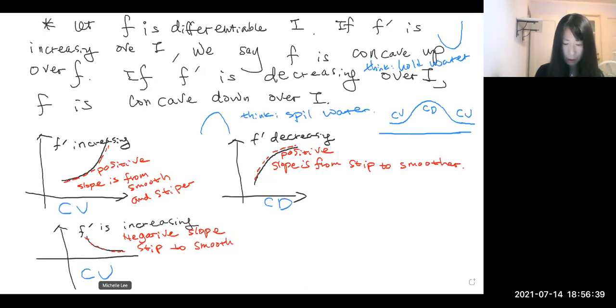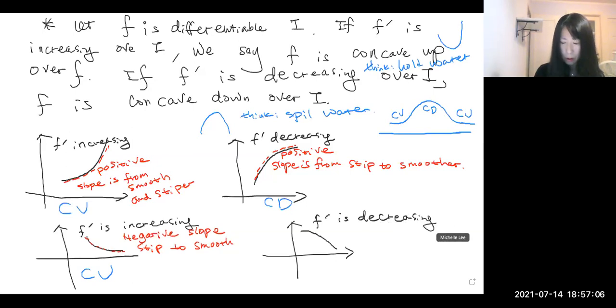Now the last one. The graph is like that. Looking at the slope, let me write this down first. We said f prime is decreasing. That is, we have a negative slope, smoother to steeper.